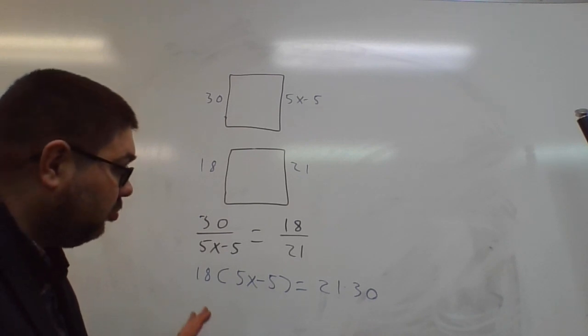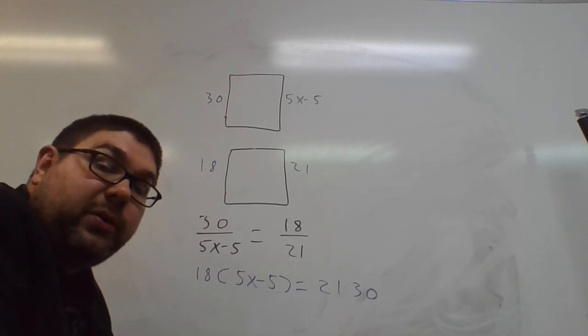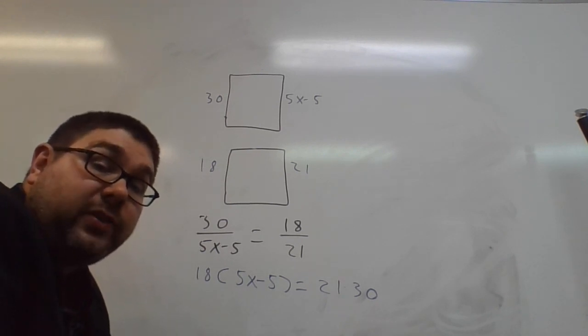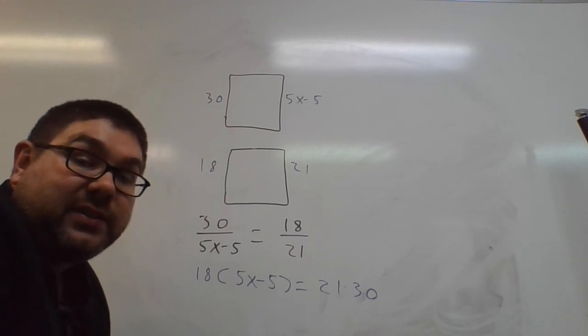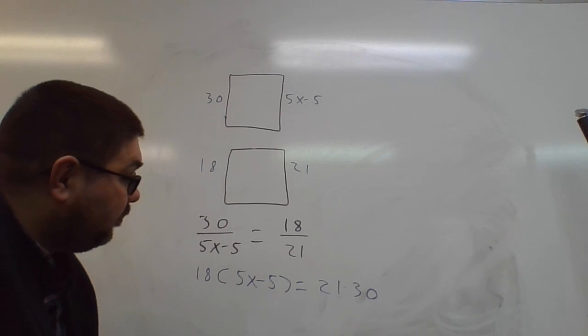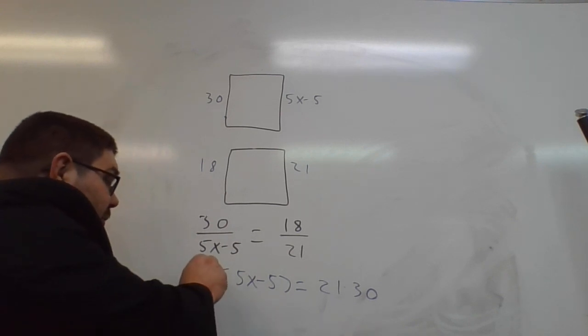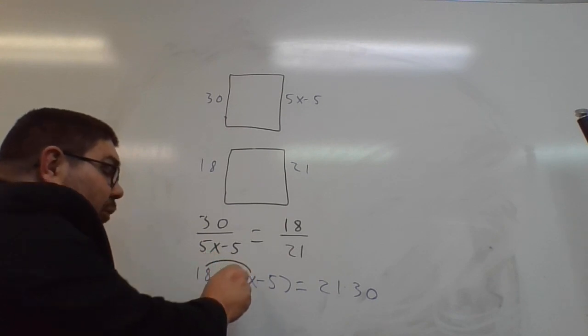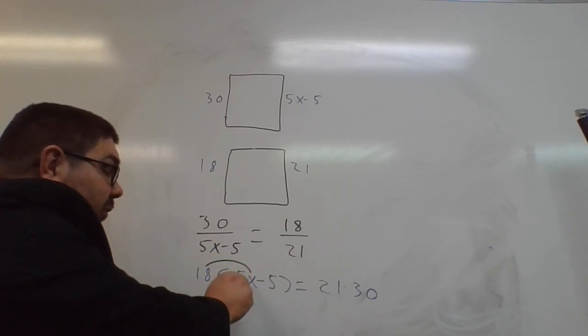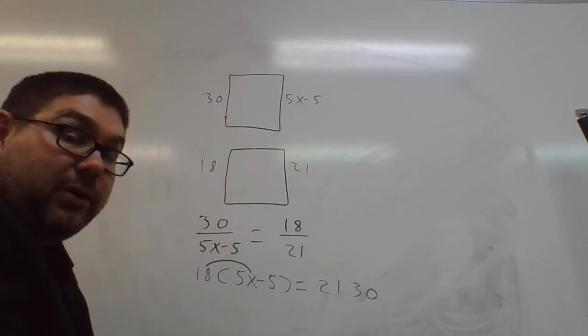Now we've set up the problem. All we've got to do from here on out is solve this lovely, fun-looking problem. I say that sarcastically because most students don't really like these problems. However, I love them. So I'm going to do 18x. I'm going to distribute. 18 times 5x. We're distributing.